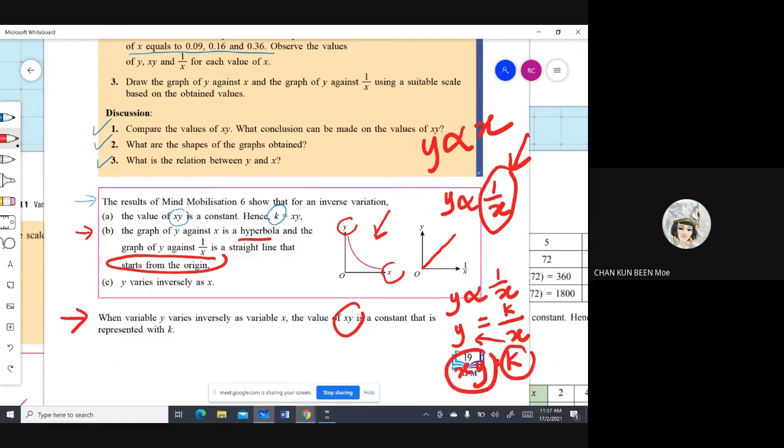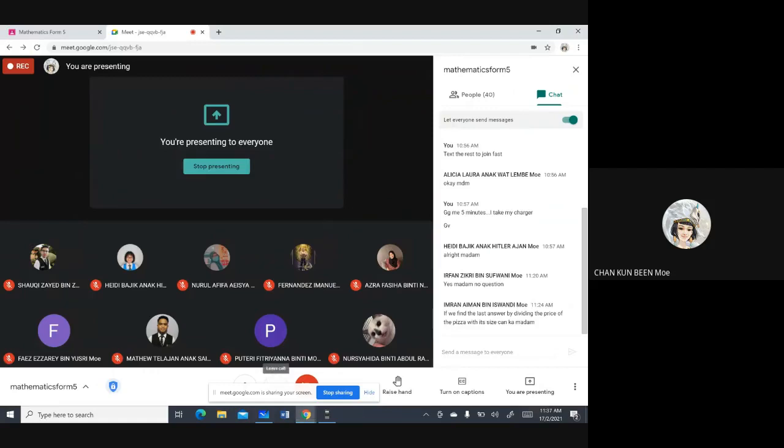Are you okay, class? Yes. Sorry, remember the constant. The constant is different from direct variation. For inverse variation, the constant is xy. Okay, then we move to the next one.